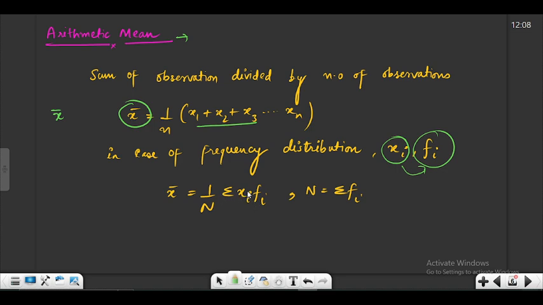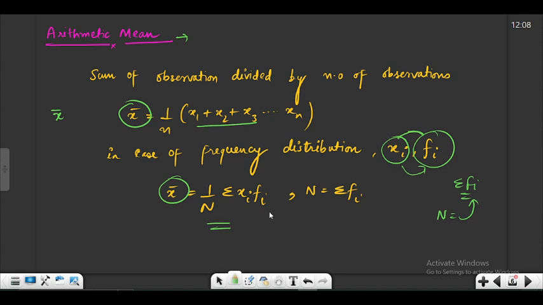So summation of xi multiplying both these terms into fi upon n, where n is equal to summation of fi, because n here will be the sum of all the frequencies, because that is how many times the observation is being repeated. Okay, so you can go and check back in the previous video where we have discussed frequency distribution. So this becomes the formula for your x bar if you have a frequency distribution given.